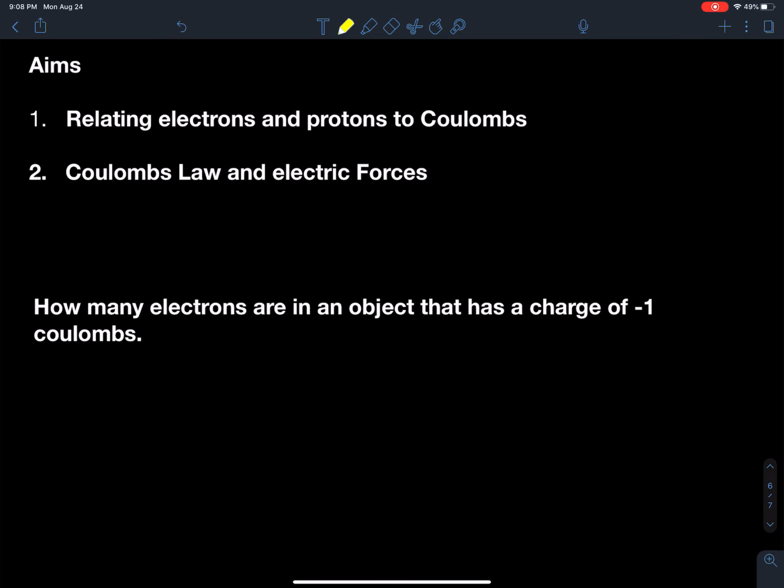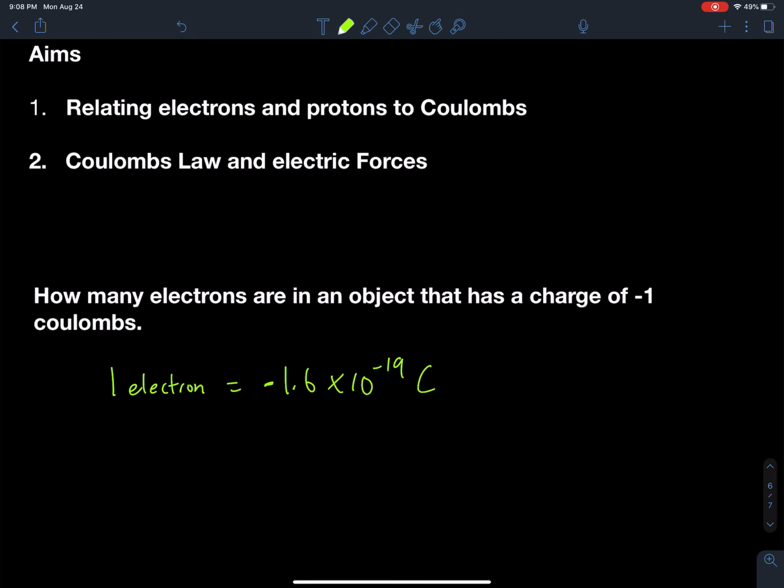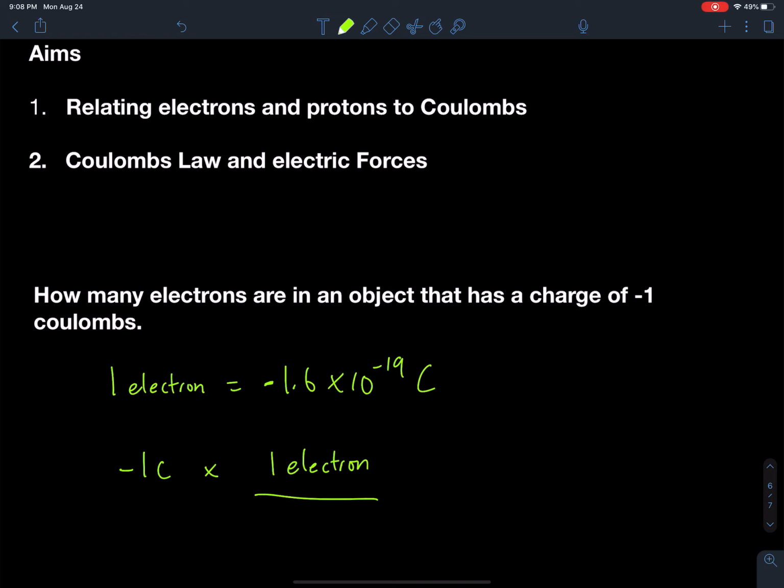Okay, well, the charge of an electron, let's change this to a different color for fun. Okay, so 1 electron is equal to -1.6 times 10 to the minus 19 coulombs. So if I want to find out how many electrons are in 1 coulomb, I would do this. -1 coulombs times the ratio of 1 electron over -1.6 times 10 to the minus 19 coulombs, and that allows me to cancel the coulomb unit to leave electrons. Okay, that's just going back to chapter 1.